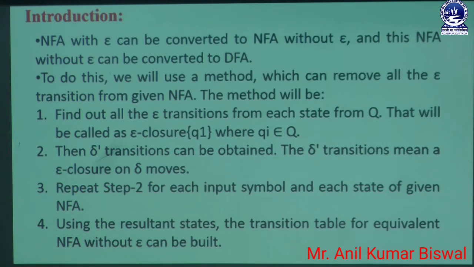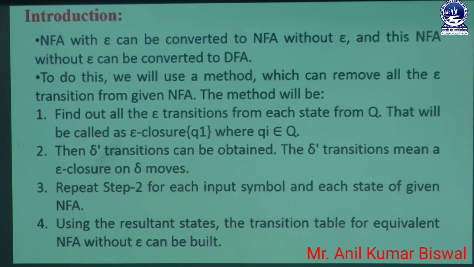Whenever a user invokes this step more than one time, it can create some synchronous steps in our transition table or transition diagram. So if a user must invoke step 2 repeatedly, we get some consequences at the time of transition table formation. Here we also have step 4. In step 4 we use the resultant states, from which the transition table for the equivalent NFA without epsilon can be built. That means the transition table never contains any epsilon input symbol.